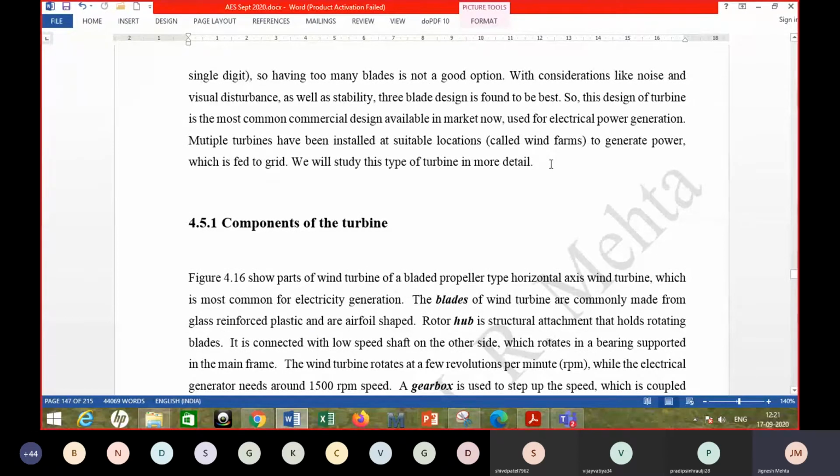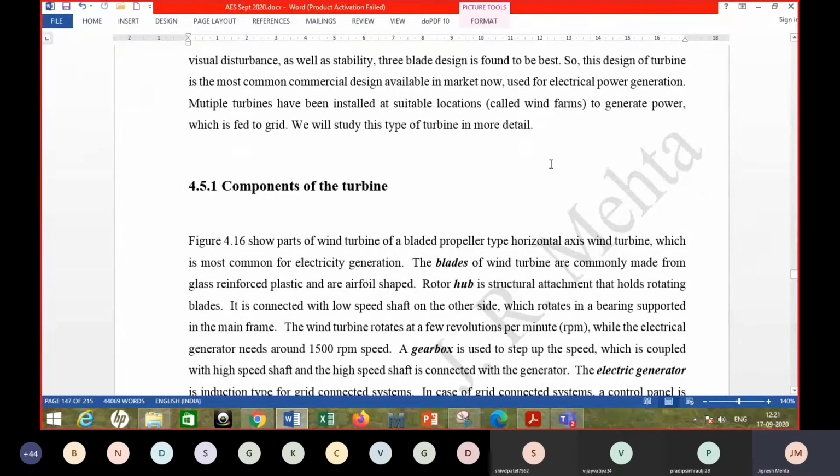We normally call them wind turbines now, not windmills, because the application is not milling. They are for power generation. So windmills or wind energy generators. Multiple of them are put up at a location where annually you get a high average wind speed, and those wind farms generally feed the grid.